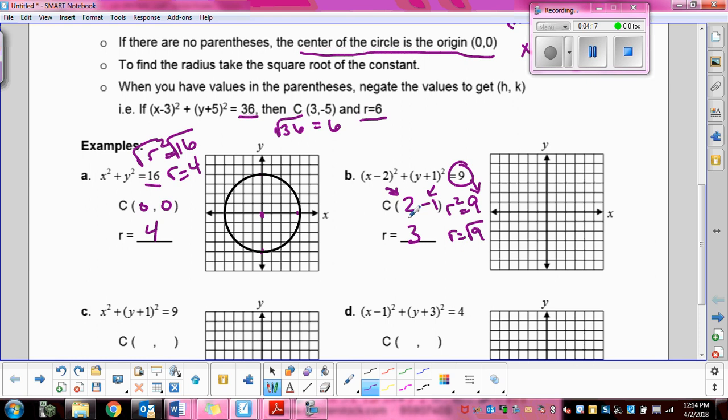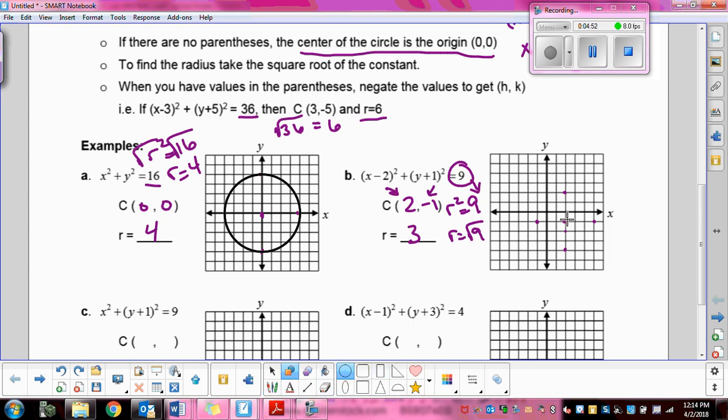So I'm going to plot the center first. That's my first step, which is going to be at positive 2 on the x-axis, and then -1 on the y-axis, which is going to be right here. And then I'm going to plot my radius. I'm going to go up 3 from the center, 1, 2, 3. That's a point. I'm going to go to the right 3, 1, 2, 3. That's a point. I'm going to go down 3, 1, 2, 3. That's a point. And I'm going to go to the left 3, 1, 2, 3. And I started at the center, not at the origin.